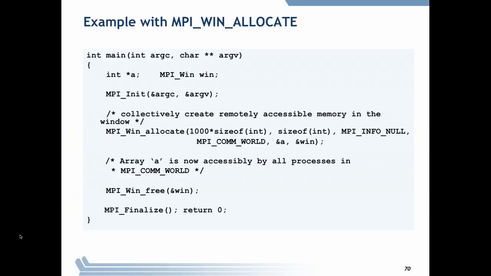And again, it looks like this. So instead of doing a equals malloc of 1,000 times size of int, I just say I want 1,000 times size of int, and I get back a.